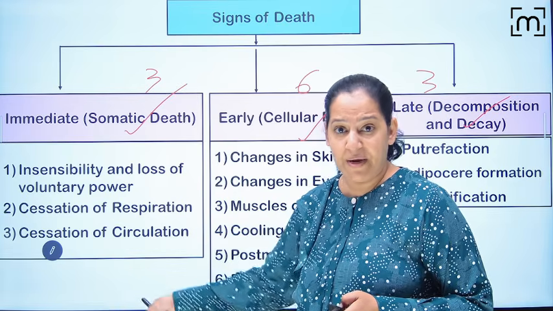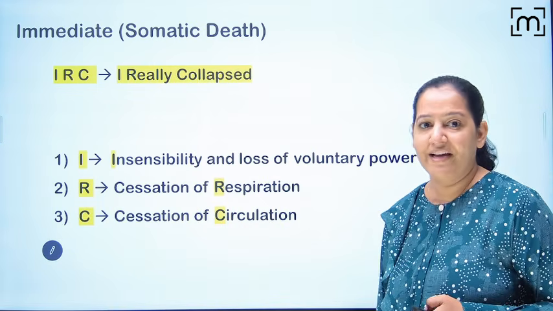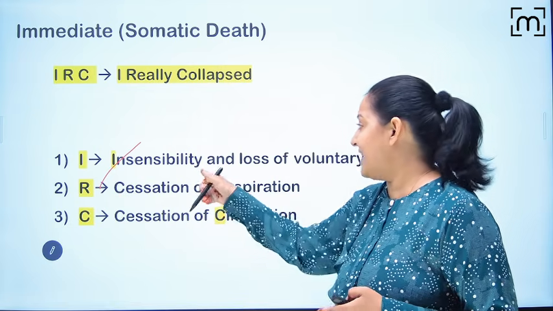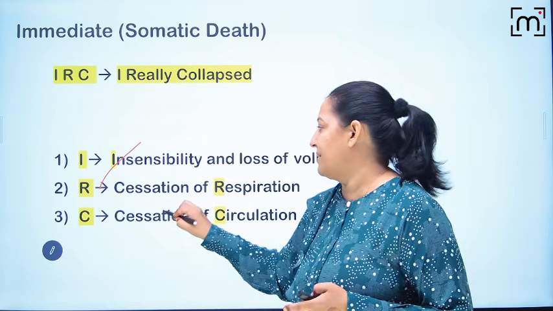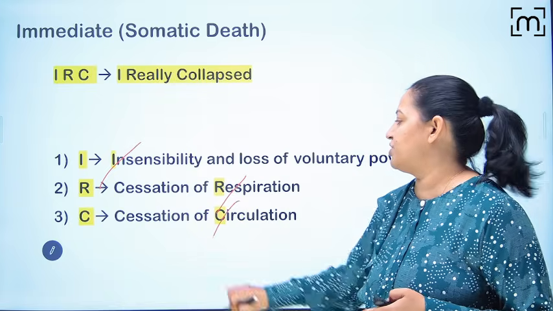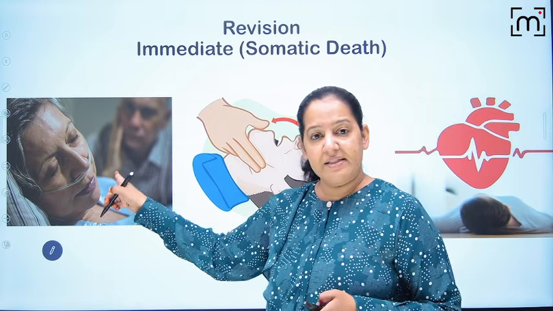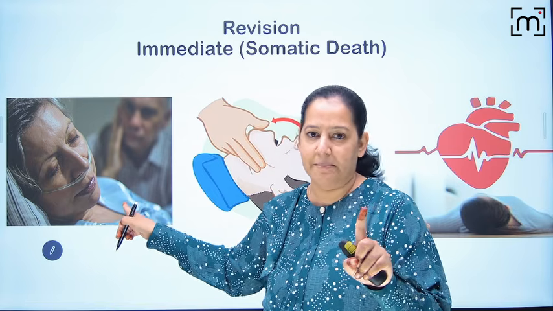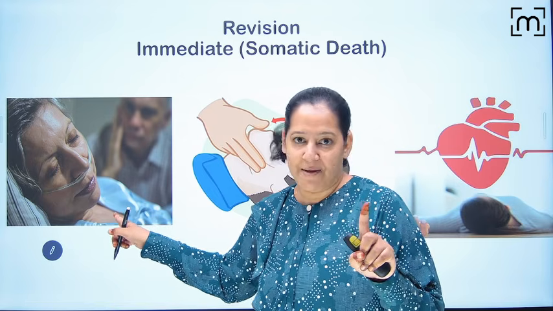Okay, so immediate changes are 3 in number. I told you a mnemonic to learn the 3. What are the 3 immediate changes? Insensibility and voluntary loss of the muscles, cessation of respiration, cessation of circulation. You can see this is insensibility, the earliest postmortem change. It's an MCQ, but not reliable. It is seen in suspended animation also.